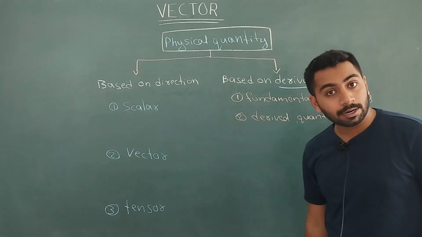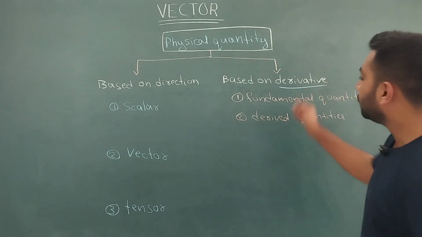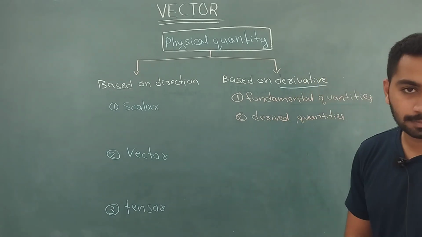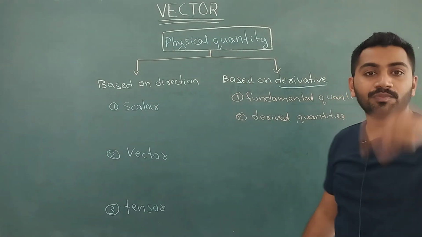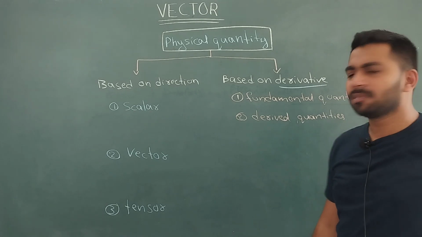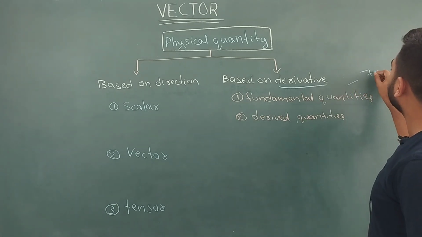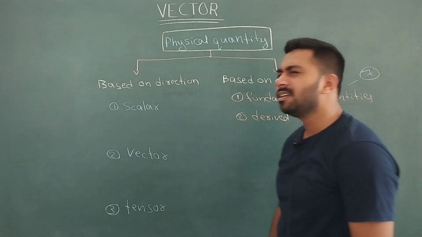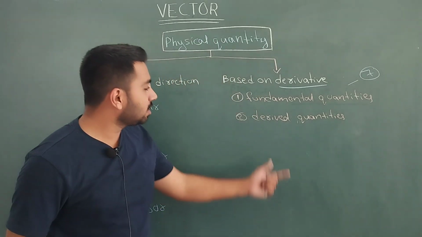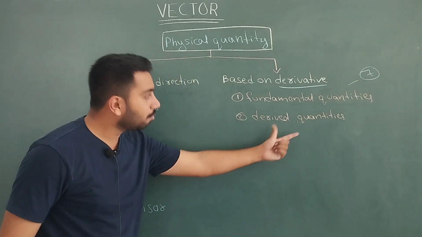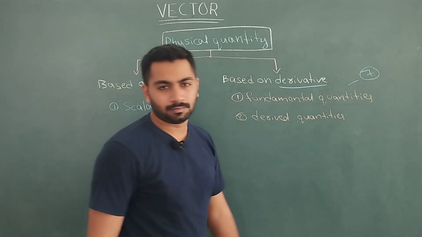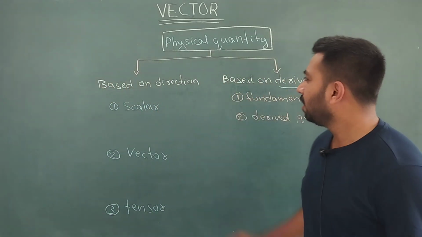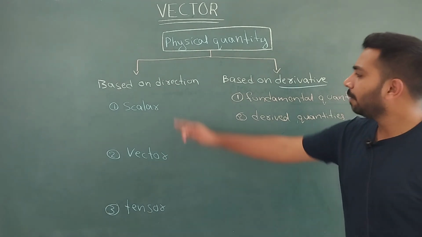Based on derivation, which means deriving. In this, there are fundamental quantities. Fundamental means from the initial of the universe, before you, before your dad, before anyone. There are seven such physical quantities. We will study them in the first chapter, don't worry. And derived quantities are those derived by using these seven physical quantities. We don't need this in vectors. Now we come to the main part, based on direction.